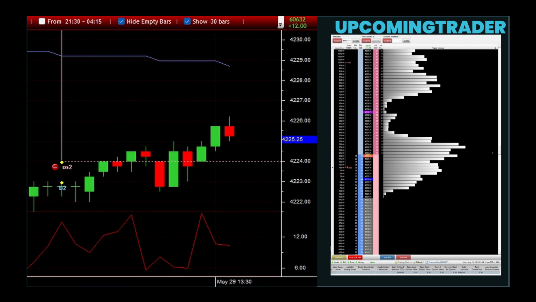Now, let us talk about indicators. Indicators are tools that can help you understand even more about a stock's graph, giving you valuable insights into market trends and helping you make informed decisions.